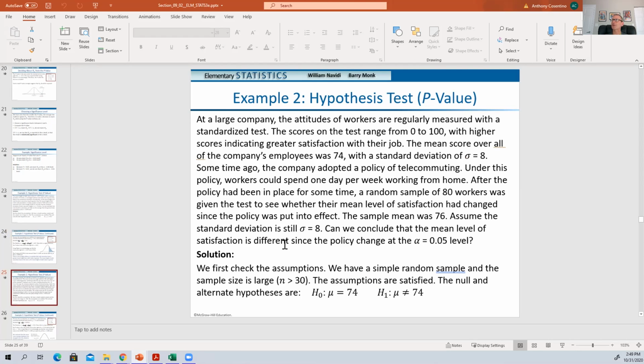And so some time ago, the company adopted a policy of telecommuting, which everybody's doing now, it seems like, right? Under this policy, workers could spend 1 day a week at home working. And so they randomly sampled 80 workers and gave them the test for mean satisfaction, and the sample mean here was 76. Assume that our standard deviation is still 8. We want to conclude whether the mean satisfaction is different. So if you don't say greater than or less than, different means not equal. So here we go. Let's take a look at this one.